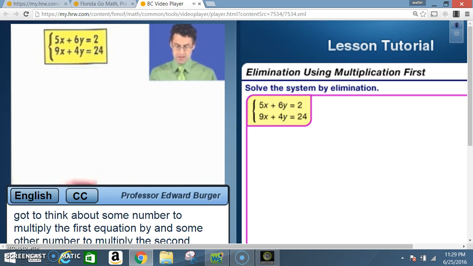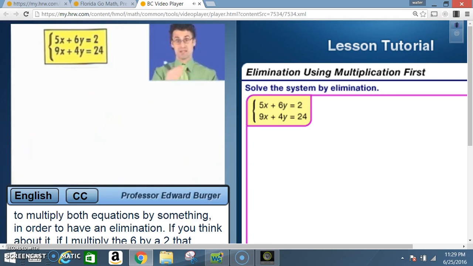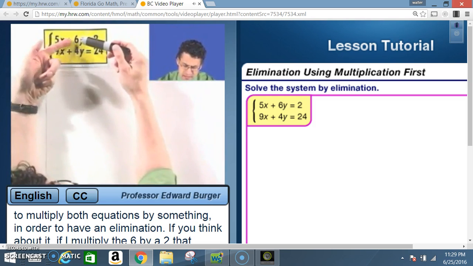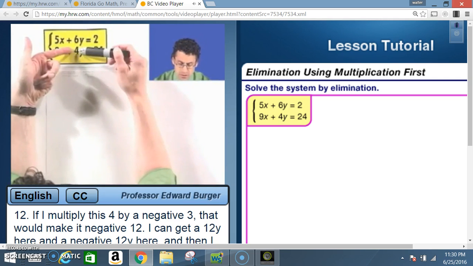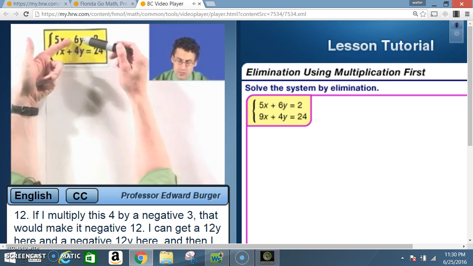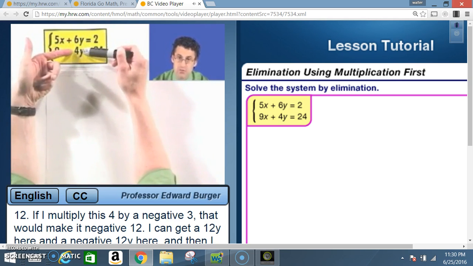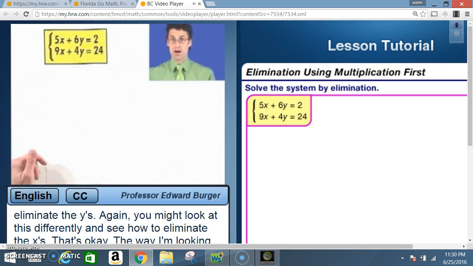Well, I got to think about maybe some number to multiply the first equation by, and some other number to multiply the second equation by. Maybe I got to multiply both equations by something in order to have an elimination. If I multiplied the 6 by a 2, that would make it 12. And if I multiplied this 4 by a negative 3, that would make it negative 12. So I can get a 12y here and a negative 12y here, and I can eliminate the y's.